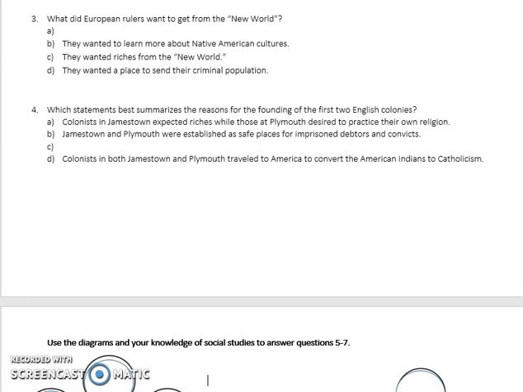Number 4. Which statement best summarizes the reason for the founding of the first 2 English colonies? A. Colonists in Jamestown expected riches while those at Plymouth desired to practice their own religion. B. Jamestown and Plymouth were established as safe places for imprisoned debtors and convicts. D. Colonists in both Jamestown and Plymouth traveled to America to convert the American Indians to Catholicism.